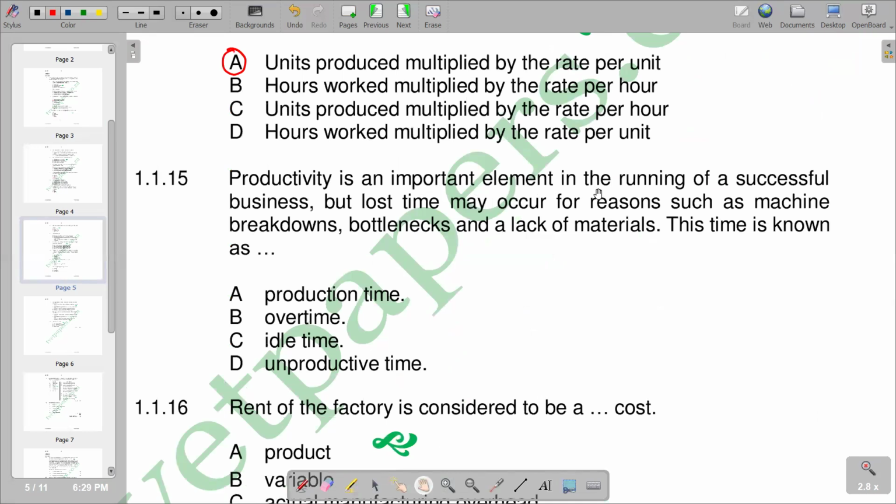Productivity is an important element in the running of a successful business, but lost time may occur for reasons such as machine breakdowns, bottlenecks, and lack of material. This time is known as, obviously, this is our idle time. We have got C. Then we go to 1.1.16.